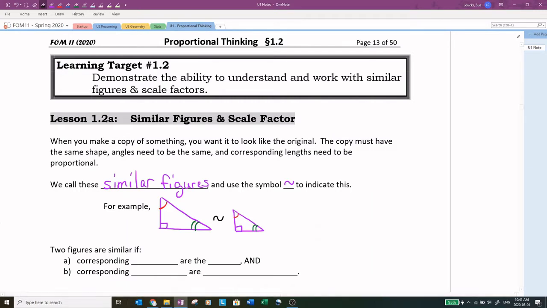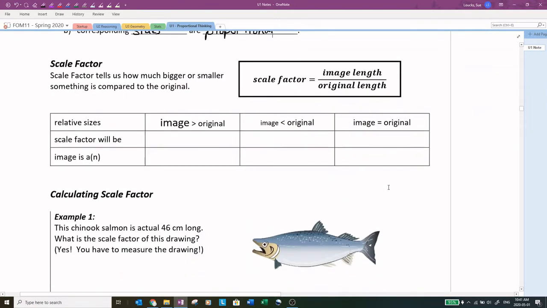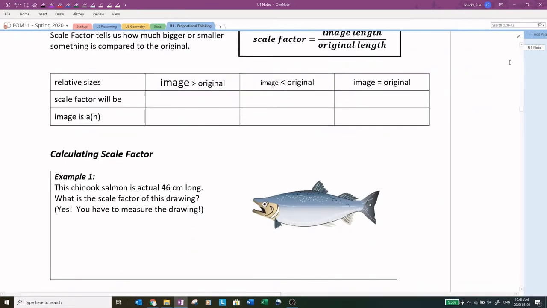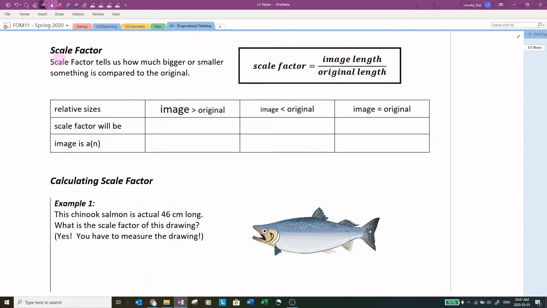So to recap, two figures are similar if corresponding angles are the same and corresponding sides are proportional. Now we're going to talk about scale factor. Scale factor is a number that tells us how much bigger or smaller something is compared to the original.